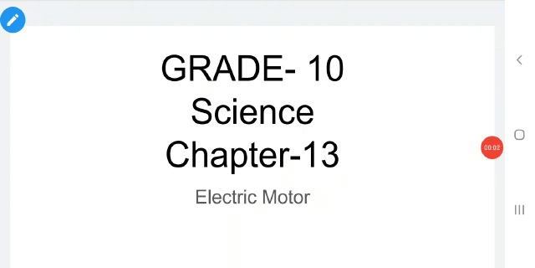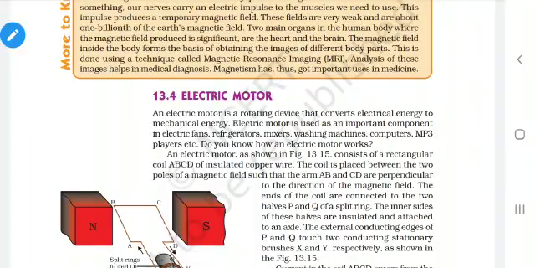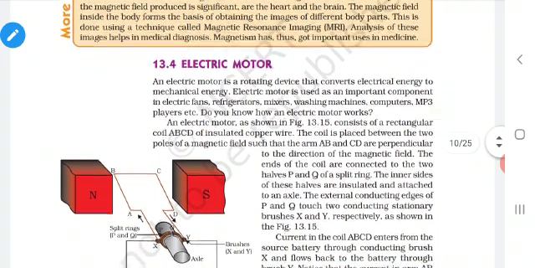Grade 10 Science Chapter 13 Electric Motor. Dear children of grade 10, welcome to the science class. In this class we are going to discuss the topic 13.4 Electric Motor. So what is the electric motor? An electric motor is a rotating device that converts electrical energy to mechanical energy.